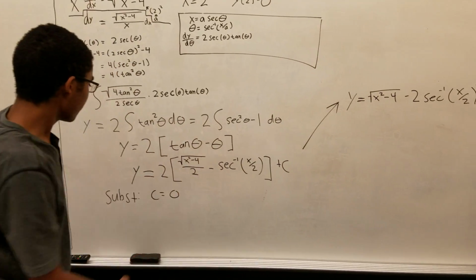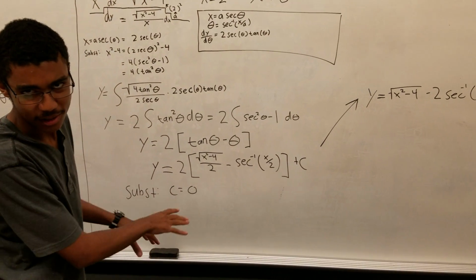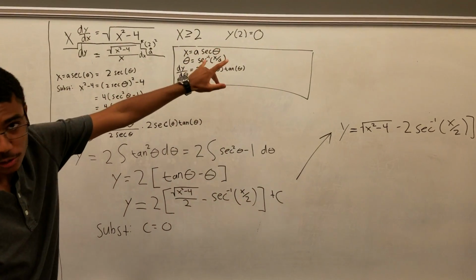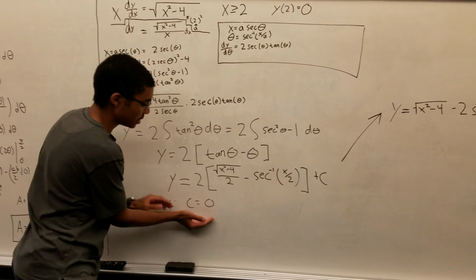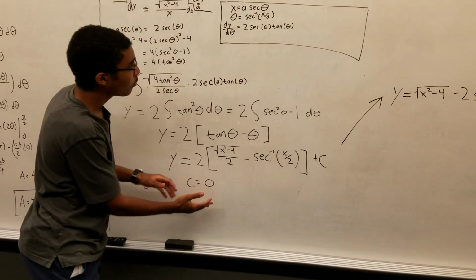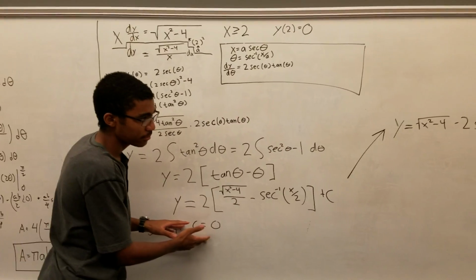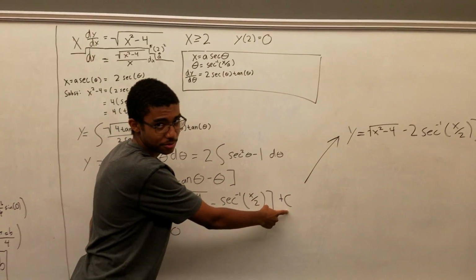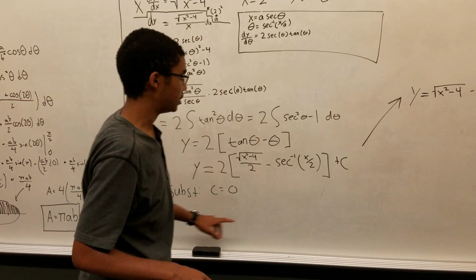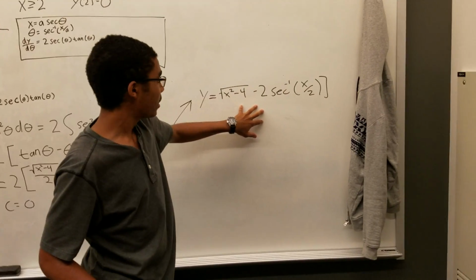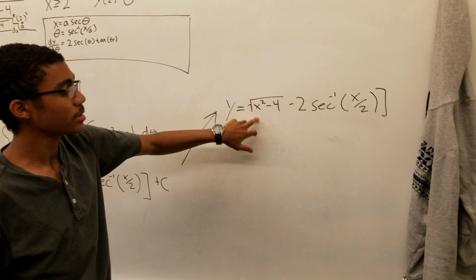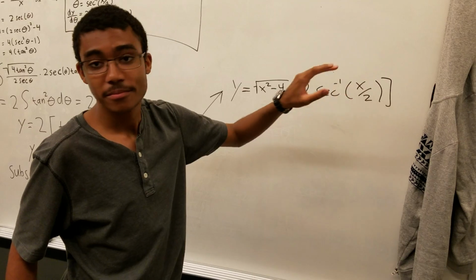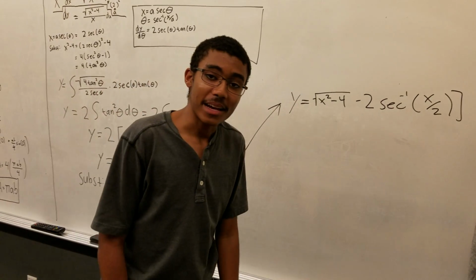And then what you do after that, I didn't show it here because it's running out of space, but what you have to do is plug in your initial values. Once you simplify this, you plug in your initial values, and you'll end up getting c is equal to 0. And so you know that there's no plus c over here. So your final answer is just this right over here, which is y is equal to the square root of x squared minus 4 minus 2 inverse secant of x over 2.